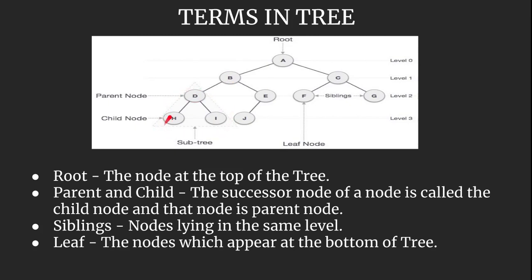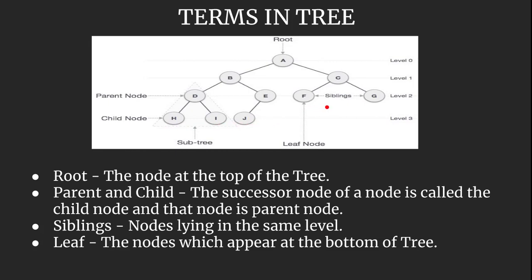Parent node and child node: suppose there is a node and there are some successor nodes to it. Those successor nodes will be called child nodes and this node will be called the parent node of those child nodes. Siblings are the child nodes of a parent node that lie at the same level. And lastly, the nodes which appear at the bottom of the tree, here H, I, J, F, G, are called the leaf nodes of a tree.